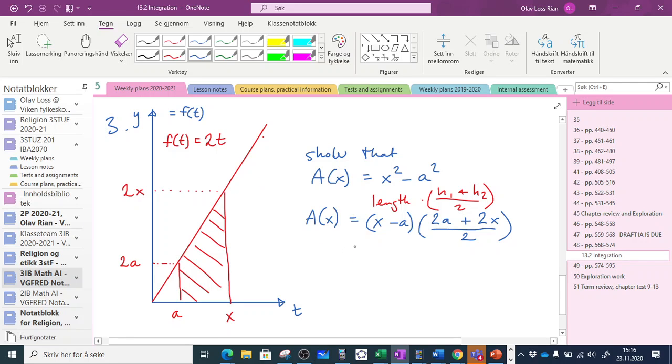Now, here we can abbreviate a little bit because we have 2 here, we have 2 here, we have 2 here. So we're left with a plus x. So this is even simpler than the previous example, where we have x minus a multiplied with a plus x. And again, we can flip this last one around. So we are left with x squared minus a squared. That's what we were supposed to show.